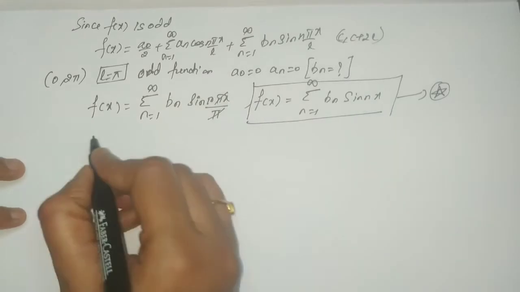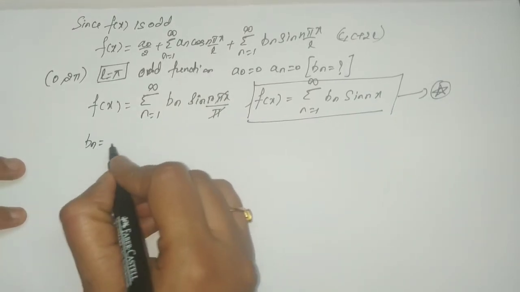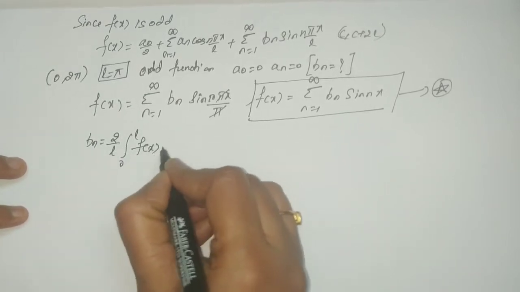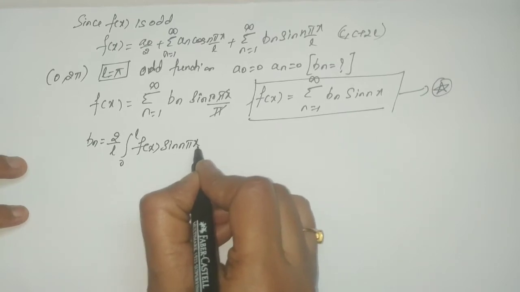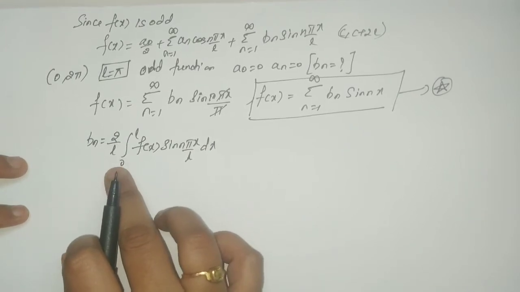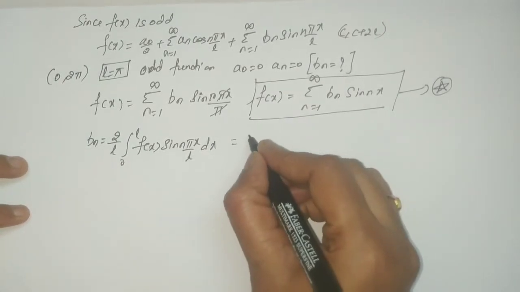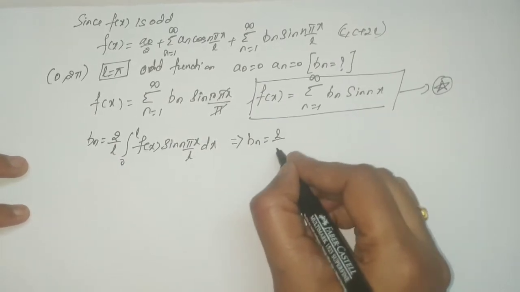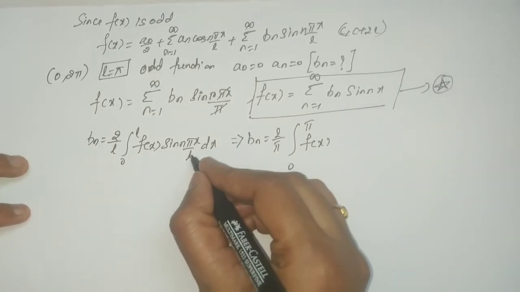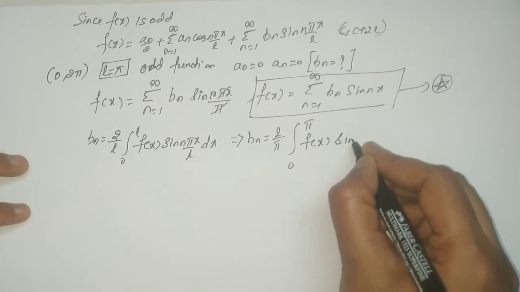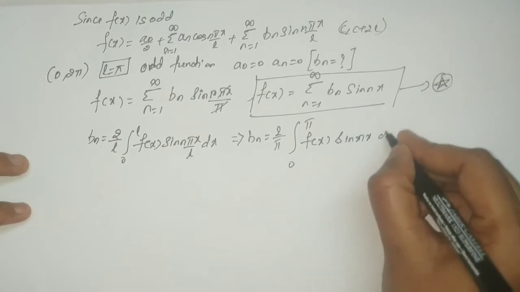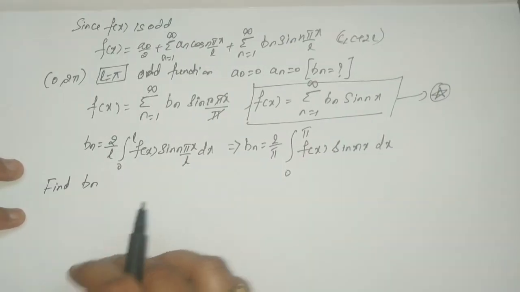Whenever we segregate a function as even and odd, Bn according to Euler's formula becomes 2 by L, integral 0 to L, f of x sine n pi x by L into dx. Whenever you say it is even or odd, the formula differs. So here L value is pi, so Bn will be 2 by pi integral 0 to pi f of x. When I replace L by pi, pi cancels out, you will get sine nx. Whatever Bn is having in the Fourier series, the same term will exist in the integration as well.